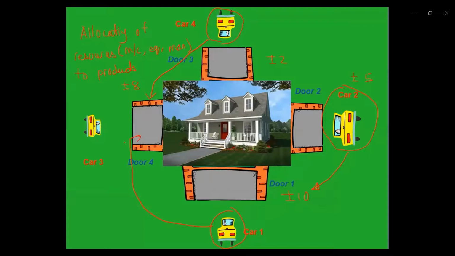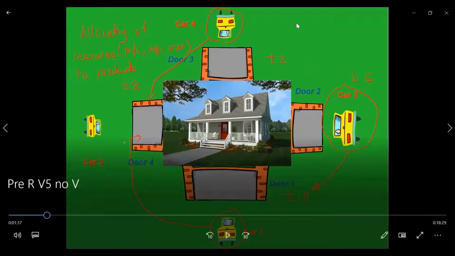For example, car 2, car 3, car 4, and car 1: which car should be assigned to door 4? The picture itself can't give a very clear answer. Therefore, we need to apply an index that will help us do allocations, and that index is called the process capability index.